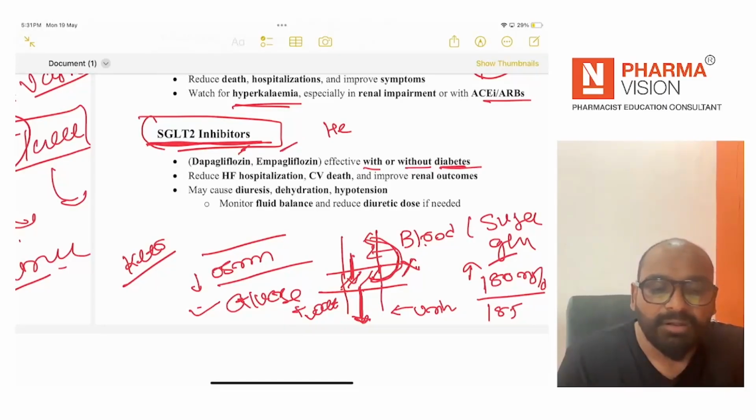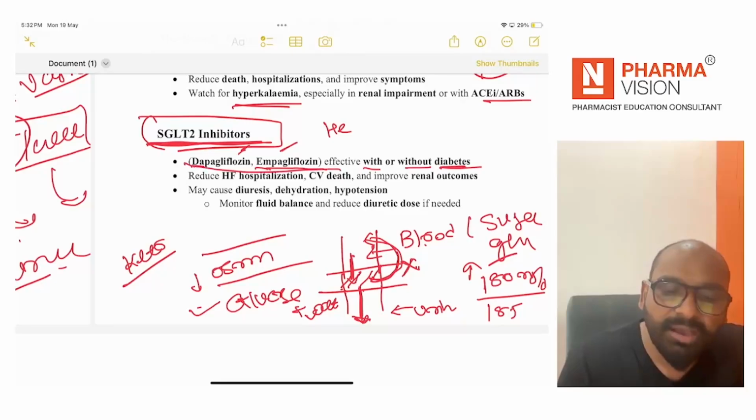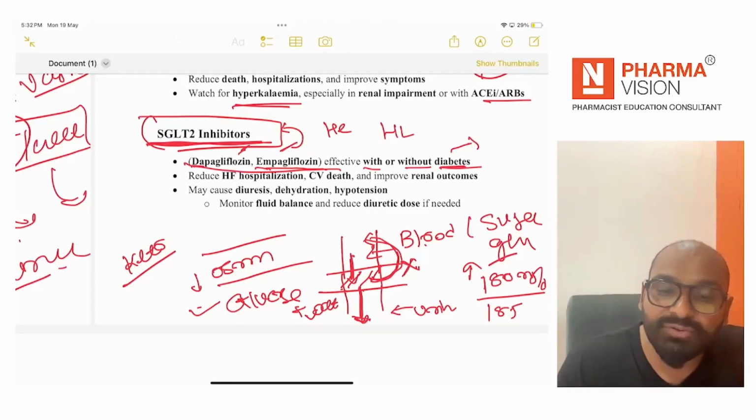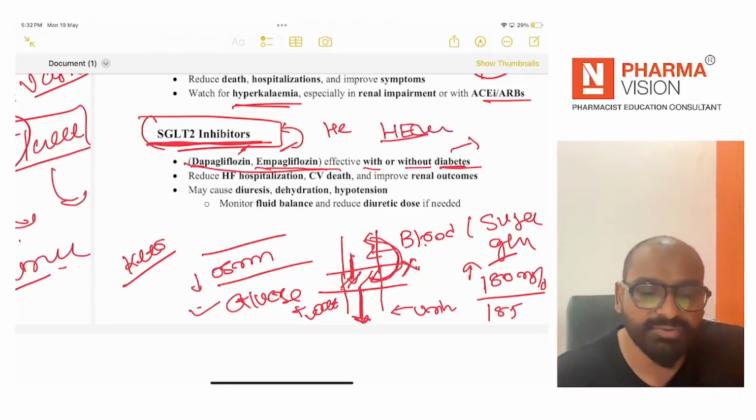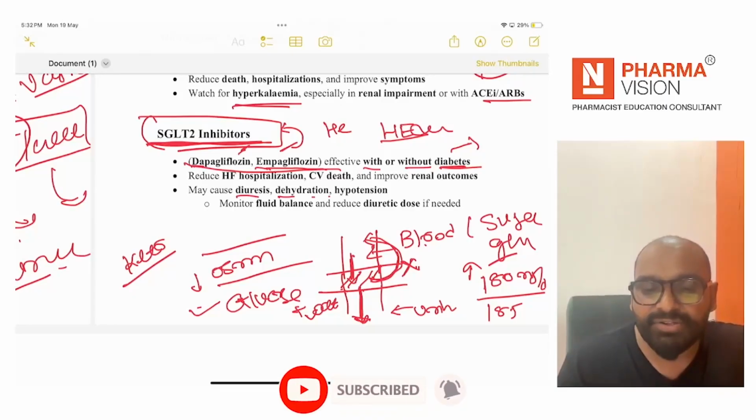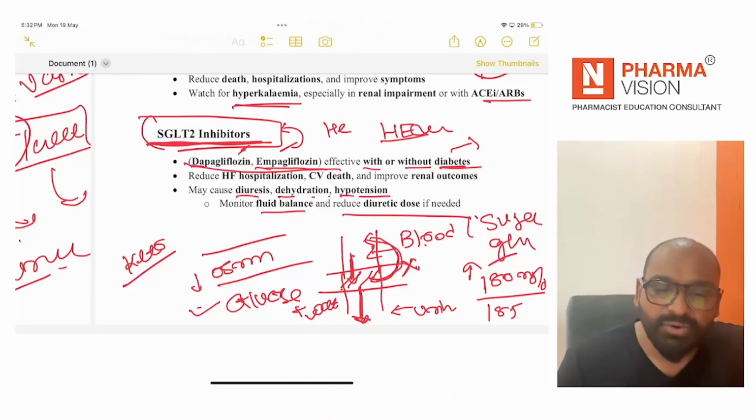Dapagliflozin, empagliflozin. These medications are a group of SGLT2 inhibitors, and mainly this medication is used for diabetes, but nowadays it is used for heart failure with low ejection fraction. This medication can cause diuresis, dehydration and hypotension, so monitor the fluid balance and reduce the diuretic dose. So that also makes sense why that happens.